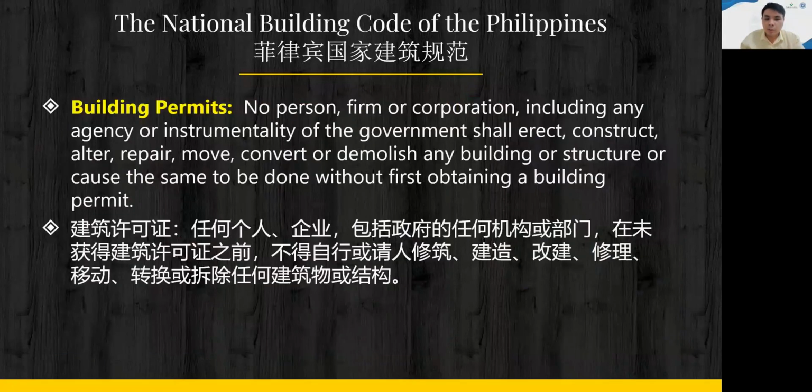So one of the achievements of the National Building Code is the regulation and the requirement of building permits. According to this code, no person, firm, or corporation, agency of the government shall erect, alter, repair, move, convert, or demolish any building without securing a building permit. So according to this provision, the building permit covers not only the building construction, but also the repair and the demolition.